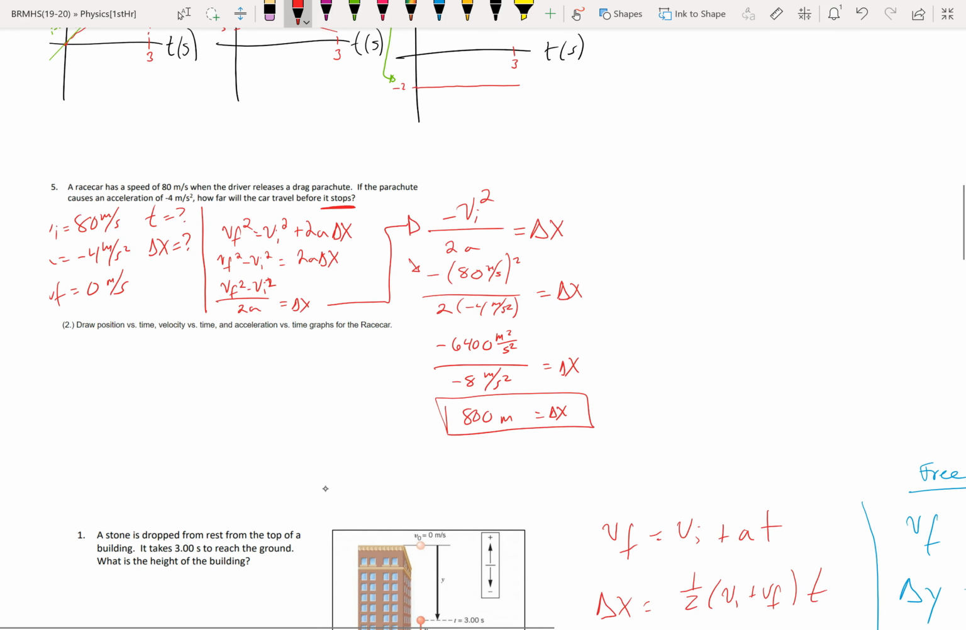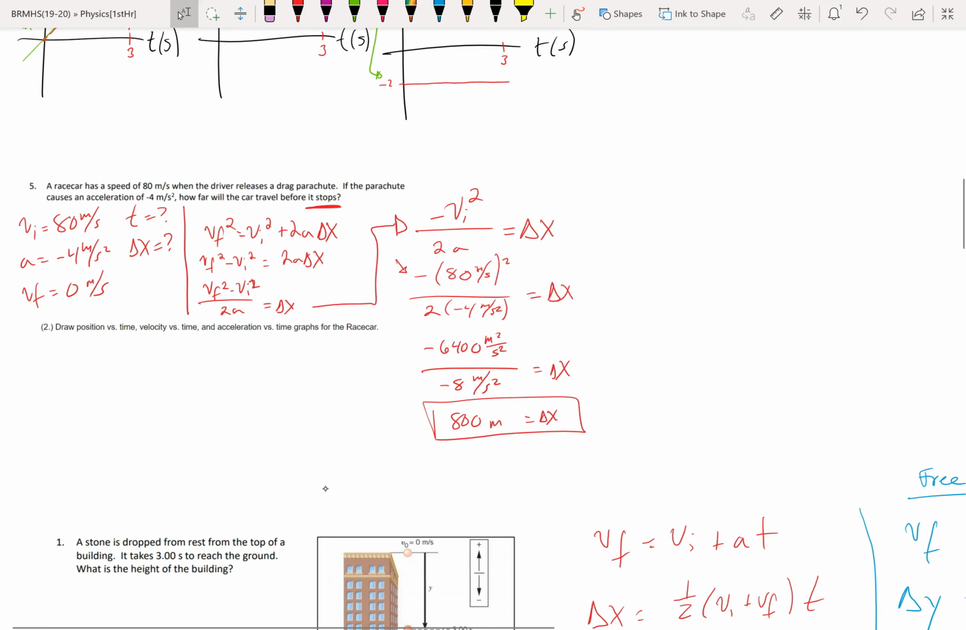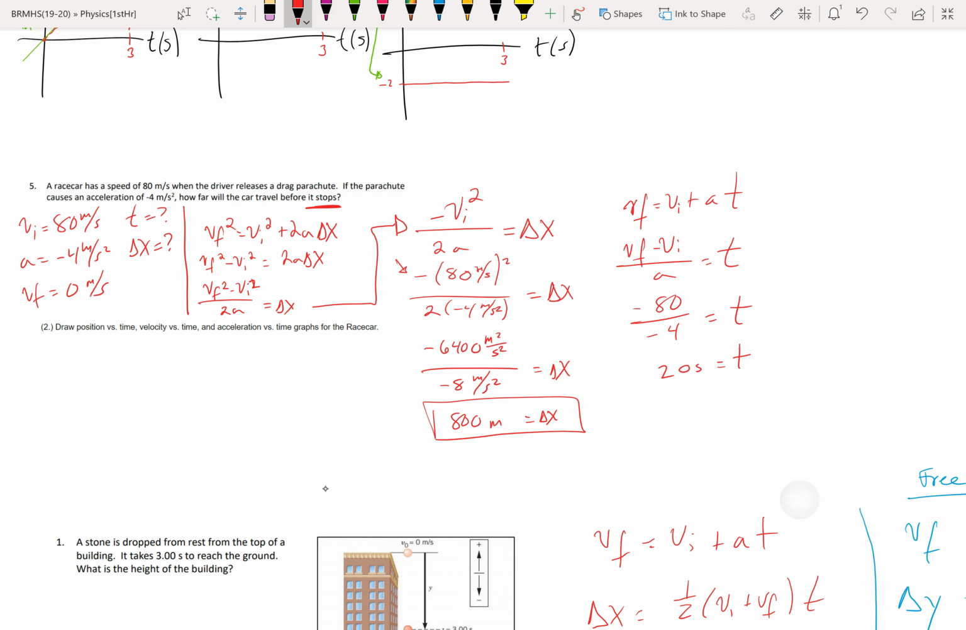All right, now I'm breezing through it. So let me say, hey, let me check my work. I could go and find t first and then find delta x another way. So let me check that real quick. Or you pause and you do it. I'm going to find time and check my work. Vf minus Vi over a equals t. Final velocity is 0. Initial velocity is 80. So I got minus 80. Acceleration is minus 4. So 80 over 4 is 20 seconds. That's a long time to slow down.